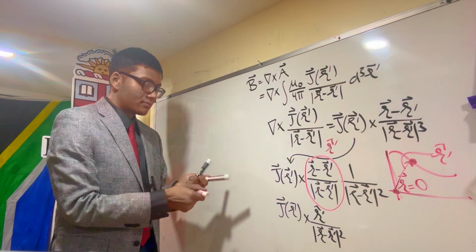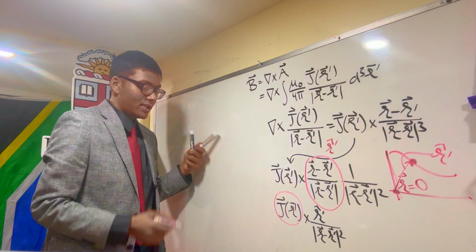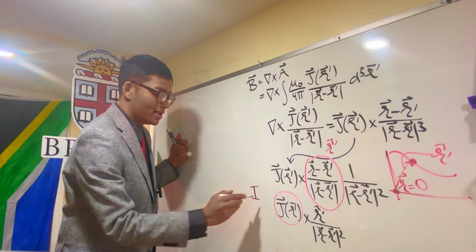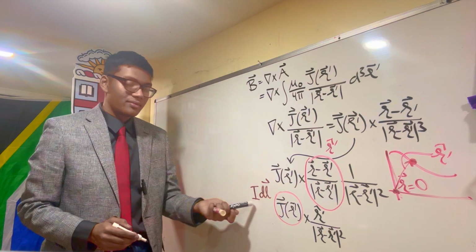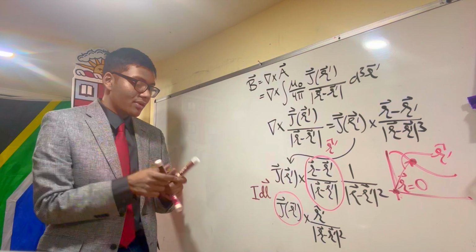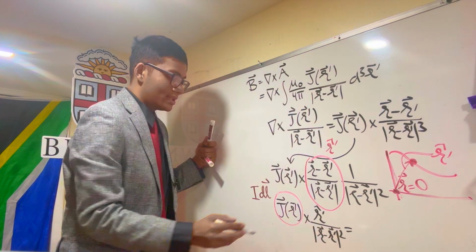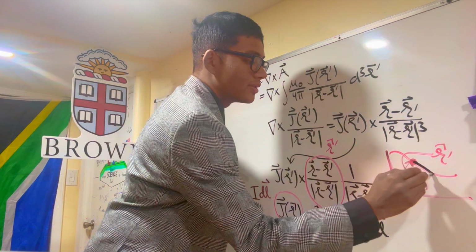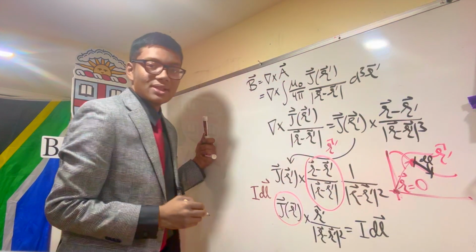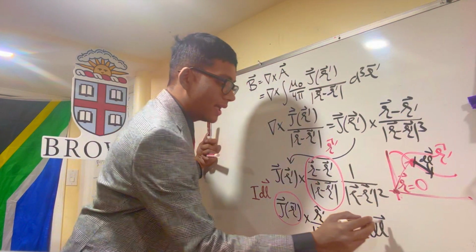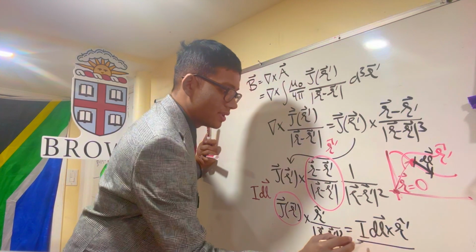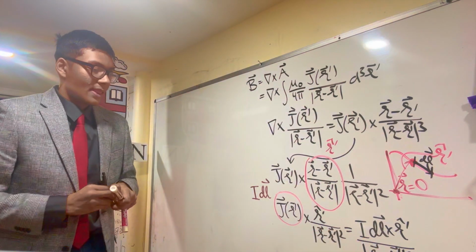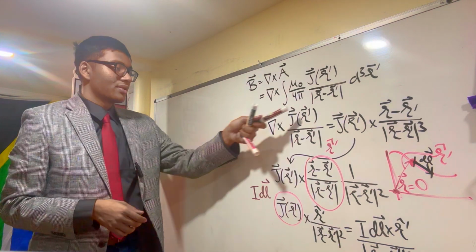Now J of r prime, we can rewrite this as what? Well, this is the current density, which is the same thing as the current times a small section of your wire, I times dl. So now our final equation is starting to take shape. This is equal to I, the current, times dl, a small section of your wire. This is like the dl vector. I dl crossed r hat prime divided by the distance to your current distribution squared. So that's what the curl of this thing is.